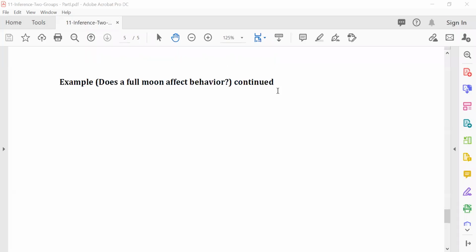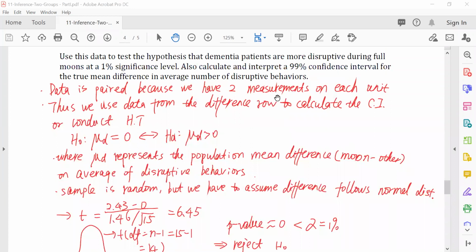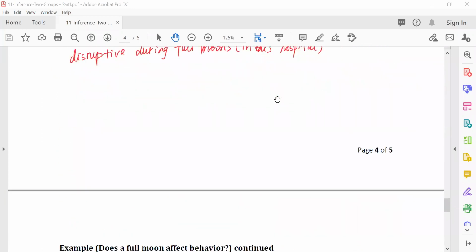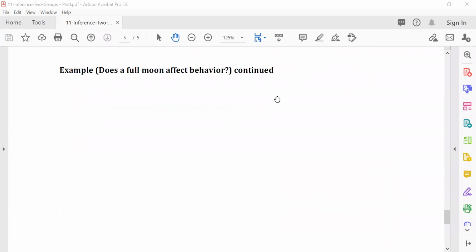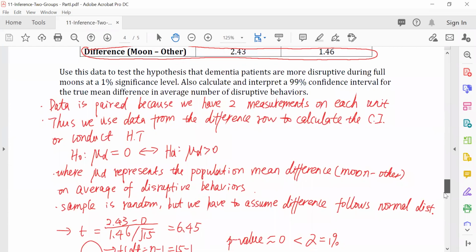Okay, let's continue this full moon example. In the previous video, we talked about how to conduct hypothesis tests for paired data. Now let's see how we could construct a confidence interval for the paired data. So the formula is like this. Again, it's very similar to the one-population confidence interval that we have seen before. The only difference is we are replacing the y bar and s with the d bar and sd.